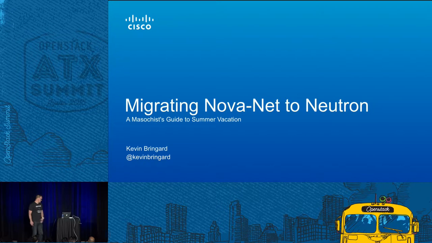So hey, my name's Kevin. I work for Cisco. And today we're going to talk about migrating Novanet to Neutron. This is something that we did and are working towards doing in production as well. We've done it in the labs, and so far it's worked pretty well. Not much tenant downtime, if any at all, but we'll get to that in just a minute.